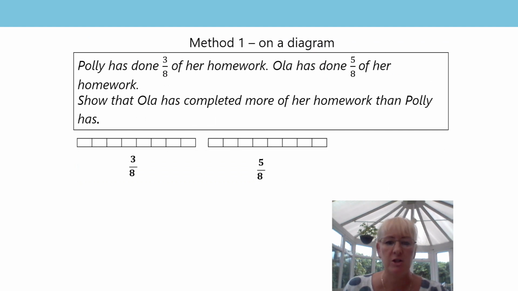Okay, let's have a look at another fractions story here. So Polly has done 3/8 of her homework and Ola has done 5/8 of her homework. Who has done more? You need to show that Ola has completed more of her homework than Polly has. Well, let's look at those fractions for a moment, because can you spot something that's the same and something that's different? Yeah, they've both got the same denominator, haven't they? They've just got different numerators.